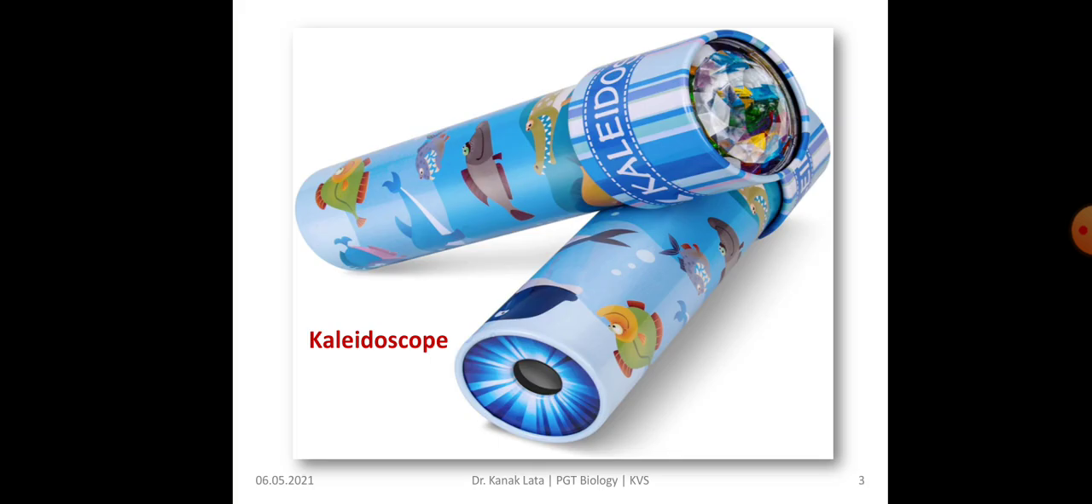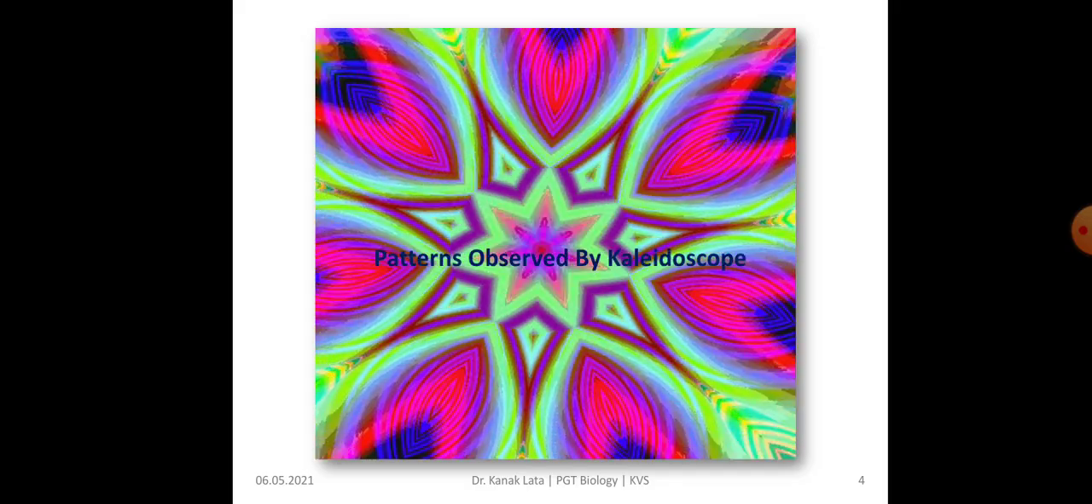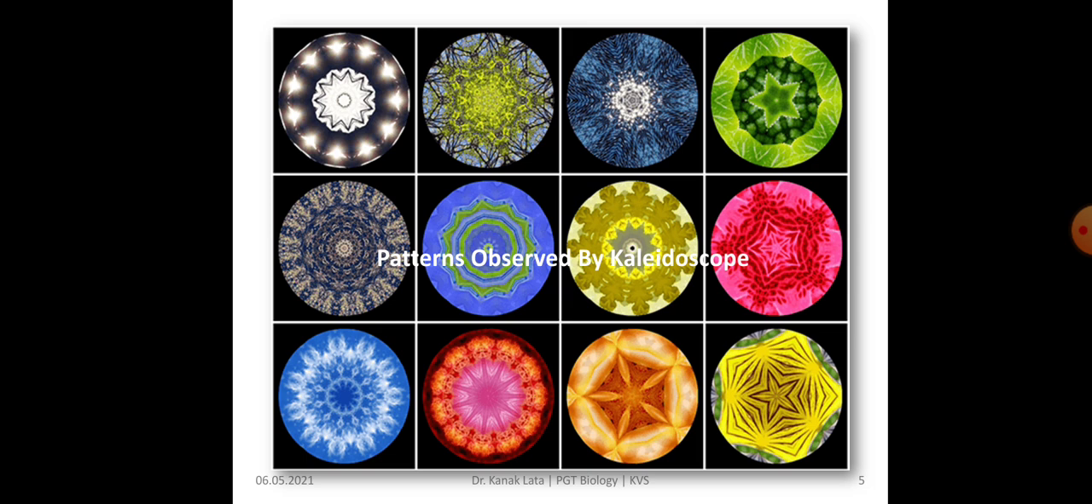Here is a kaleidoscope. You can visualize different patterns formed by the kaleidoscope. These are the different patterns observed by the kaleidoscope.